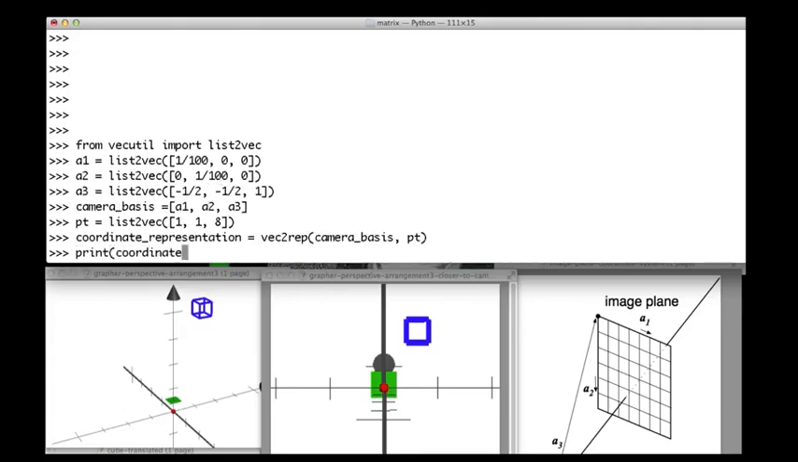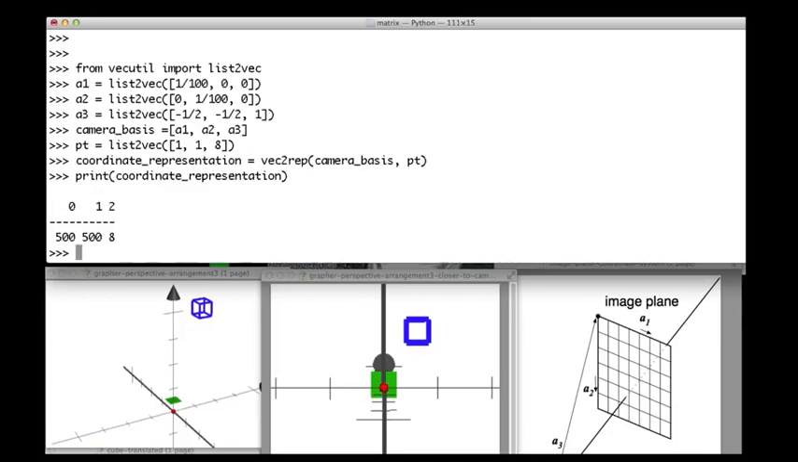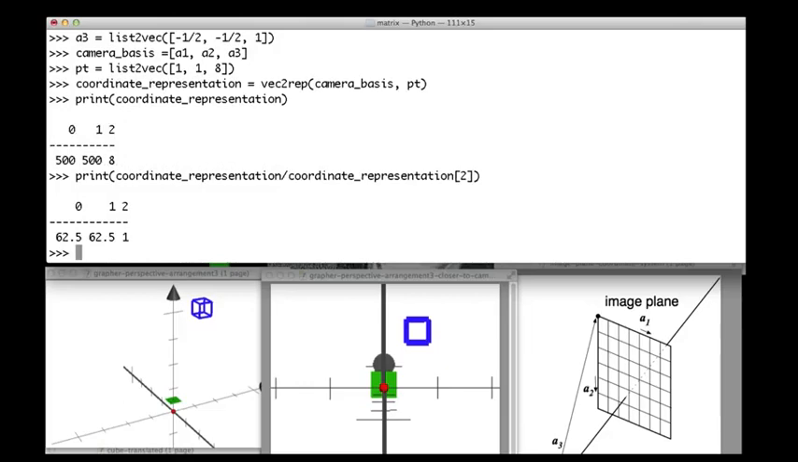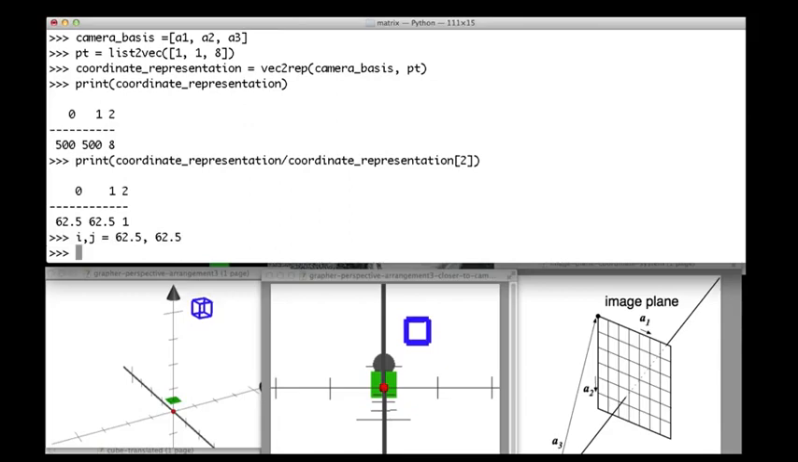Let's look at the result. And this is the coordinate representation for this point way out in the scene. What we want to do is find the corresponding point in the image plane, and we do that by dividing by the third coordinate, 8 in this case. And this gives us the location in the sensor array. So the pixel coordinates are 62.5, 62.5. Now we can plot this.